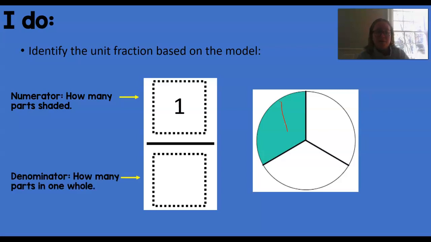Now I have to think about the denominator. How many parts are in the whole? Remember, sometimes third graders get trapped and they just count the other unshaded pieces, but we're counting our shaded and our unshaded pieces. So our numerator here is going to be 1, our denominator is going to be 1, 2, 3. Our denominator is going to be 3.